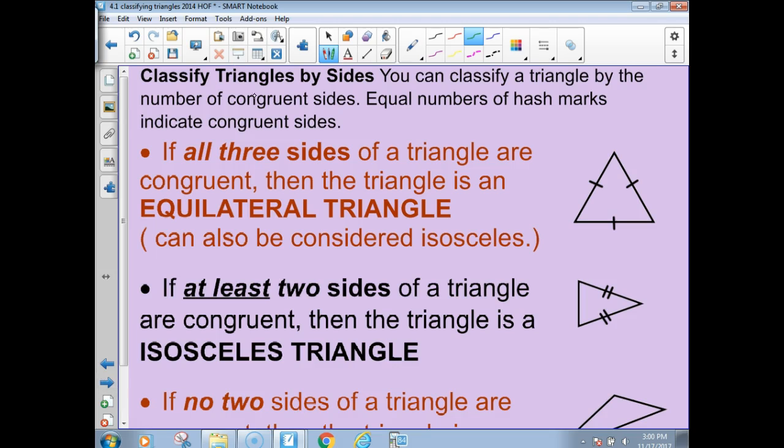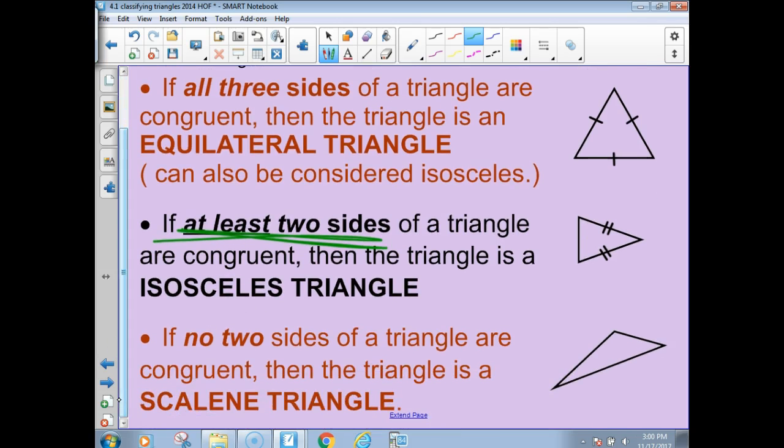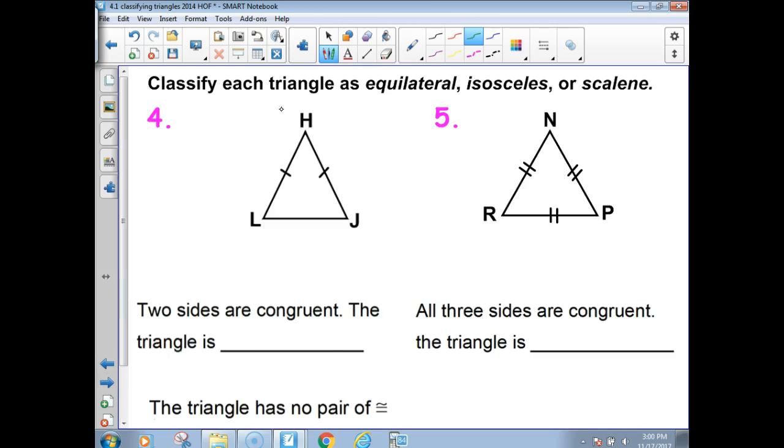Probably not. All right, classifying triangles by sides. If all three sides are the same, then it's equilateral. If at least two sides are congruent, it says at least, then it's isosceles. And if no sides are congruent, then it's scalene. This one has two sides congruent, so it's isosceles. The double markings on this one on all three sides show that all three sides are congruent, so it's equilateral.